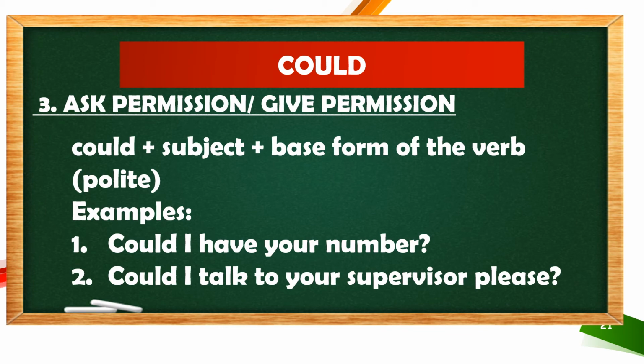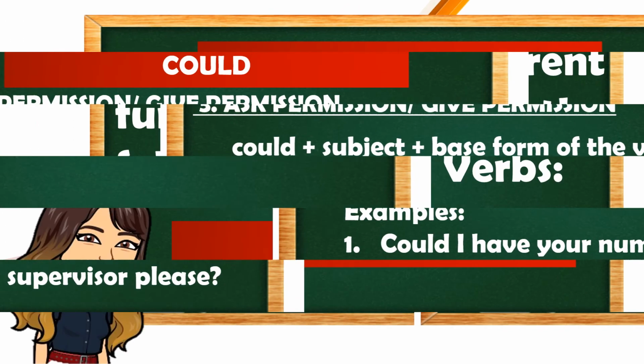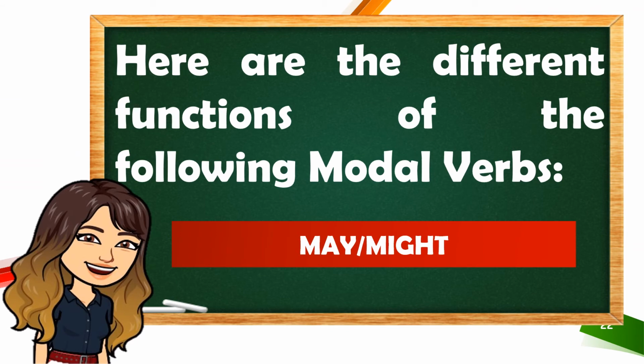We can also use the modal could in asking permission or giving permission. But unlike can, could is used in a most polite manner. Example, could I have your number? Could I talk to your supervisor, please? Now we're done with the modals can, could, cannot, could not, and able to.